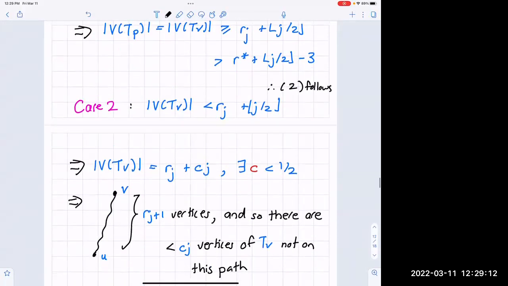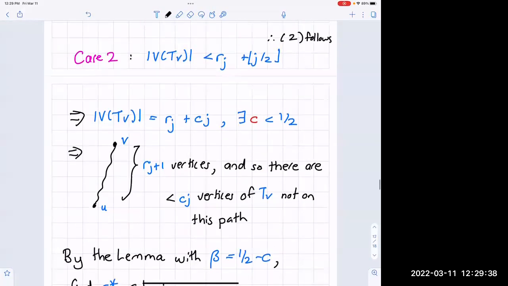For case 2, it is more involved. So let me explain how this works. In this case, you're thinking of the order not being too large. And what that means is the order of TV being at most Rj plus J over 2. So we'll just set the order of TV to be Rj plus Cj, and C here is just some constant less than 1/2. I've just labeled it this way. C is just a constant I choose to make this happen. So again, you're thinking of this path from U to V, at distance Rj. So the path has Rj plus 1 vertices. What that means is that outside that path, you have less than Cj vertices of TV not on the path. We're going to come back and use this fact a little bit later.